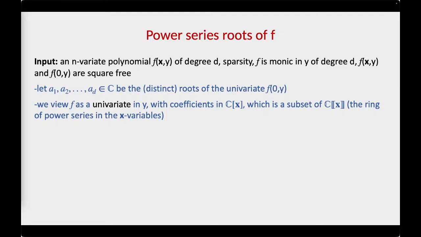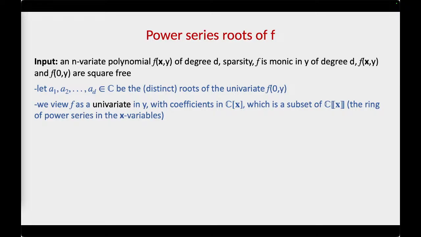It's a subset of the ring of power series in x. So the difference between, if you haven't seen this before, the difference between a polynomial and a power series is that a power series has infinitely many terms. It goes on forever. So C adjoin x is a subset of the ring of power series in x. So we can view f as a univariate in y, where the coefficients live in the ring of power series in x.